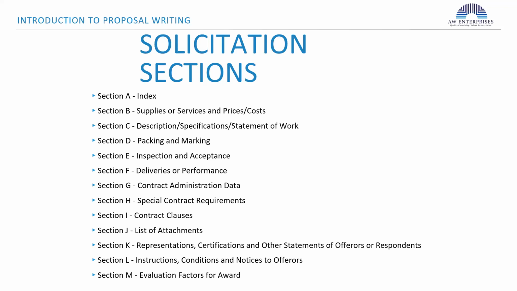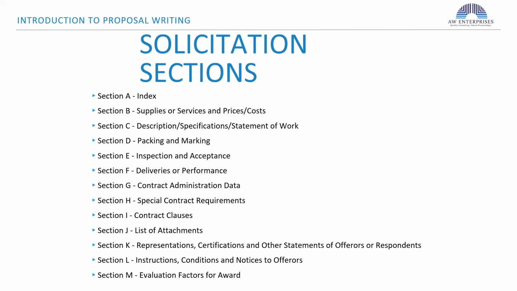Section H, special contract requirements. Okay, if there are any other requirements that are not standard contract requirements, then you'll see it under Section H. Okay, like for instance, if you were required to have security clearance, or you were asked to do something extraordinary that is not normally in a contract, then there will be special contract requirements under there. So you should review that as well.